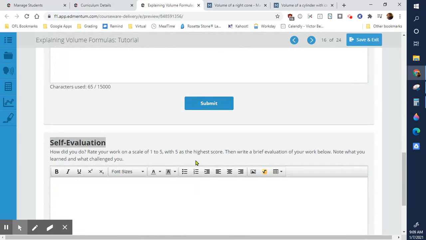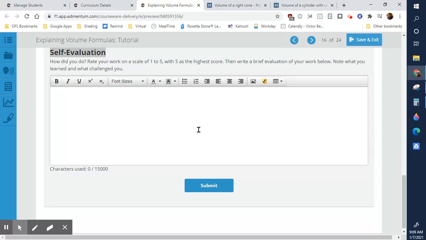So I'm going to do 3 to 4. The idea of volume being 1/3 is very strange.